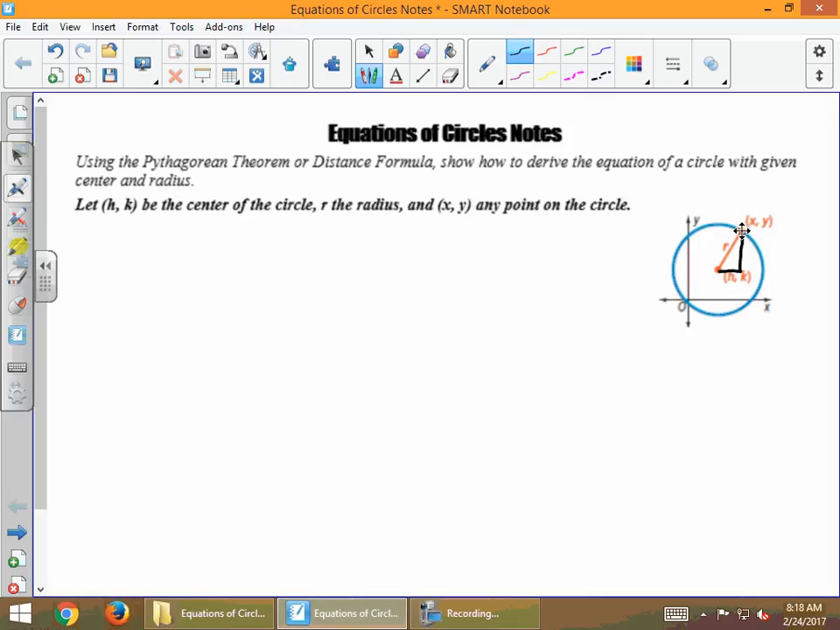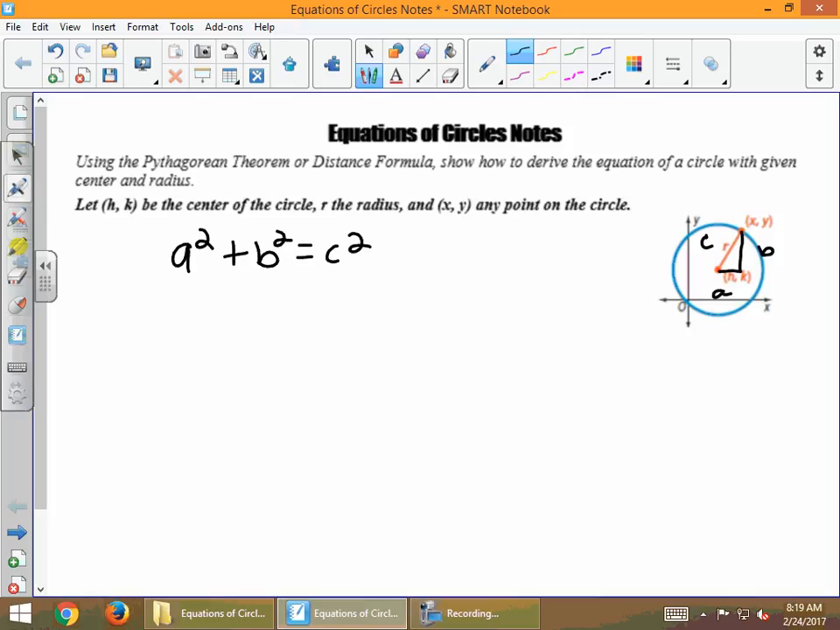And in order to use the Pythagorean theorem, which is a squared plus b squared equals c squared, we have to draw a right triangle just like we did. Go ahead and do that on your paper and label your sides. The side across from the 90 is always our c. It doesn't matter, this could be our a and that could be our b.